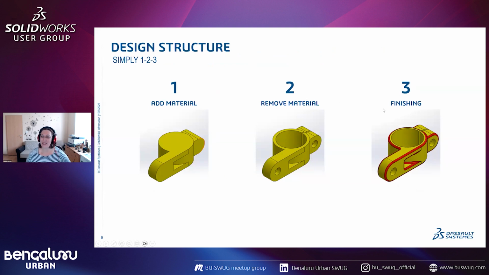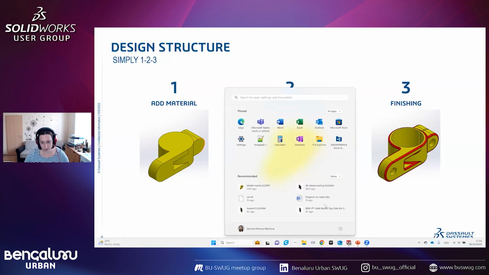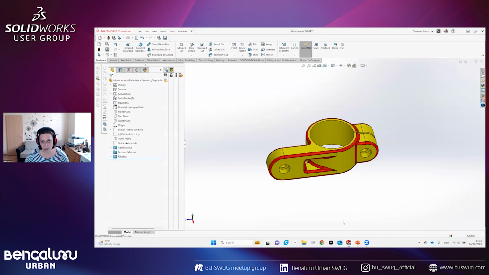And now we're going to the design structure. When you start building, you should always follow a simple rule. First, you add the material, then you remove the material, and at the end, you add finishing touches like fillets, chamfers, and such things. Why? To avoid having mistakes in the model, more or less. And now we will go back to my SolidWorks. Do you see the SolidWorks now?